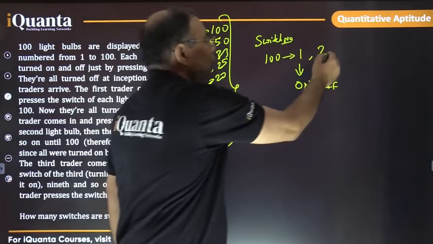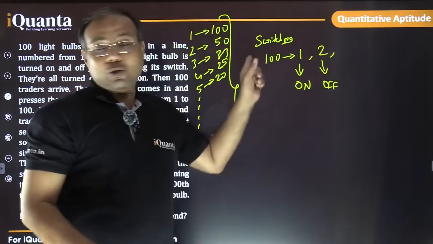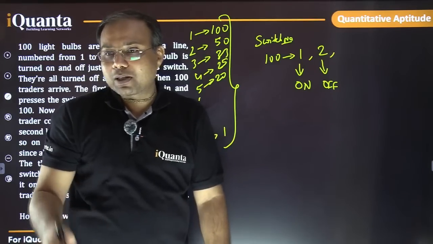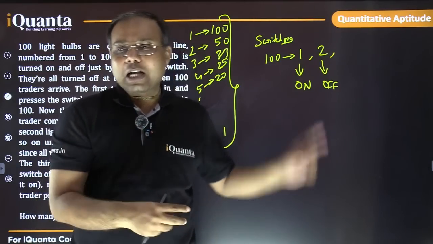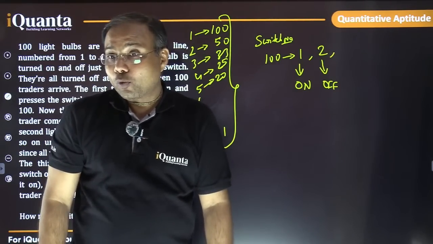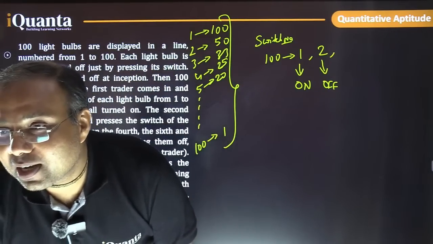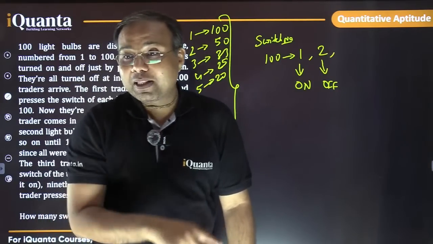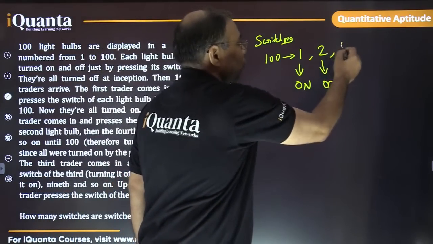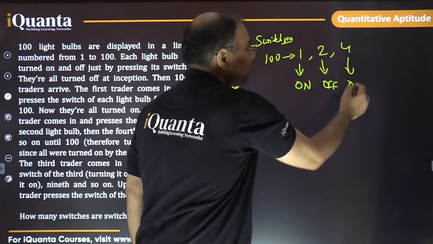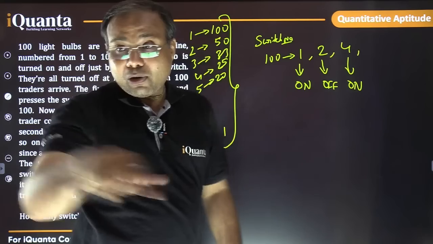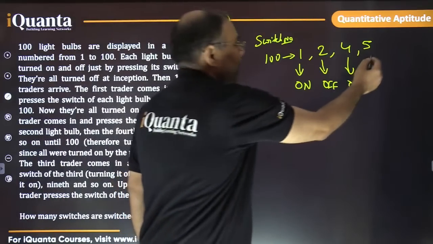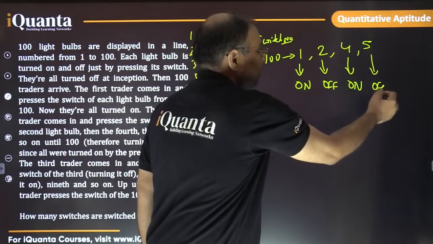Let's quickly move. Who is the next visitor to this particular switch? After the second trader, who is the next person? क्या third number वाला trader यहाँ पे आया है क्या? No. Fourth आएगा ना पहले. Yes, third will not be there, but fourth will come. So fourth इसको on कर देगा. After that, fifth will also come now, because 5 also divides 100. So 5 वाला इसको off कर देगा.